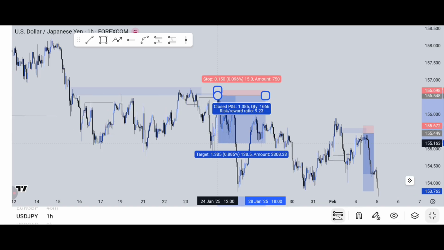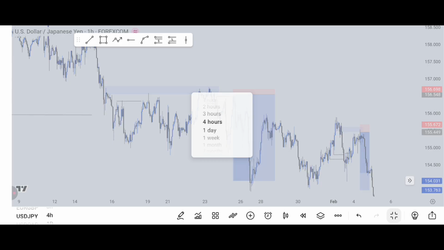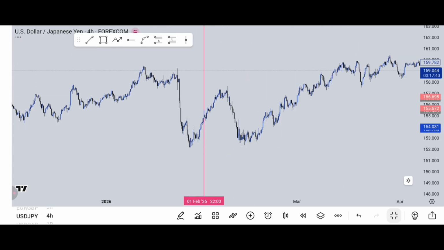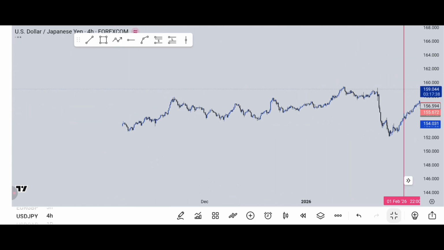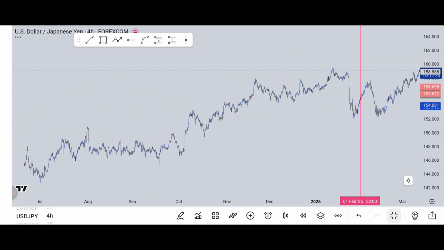Let's check for a buy scenario now. Let's look for a buy scenario. Let's go to our time frame, because it's not only sells that this thing happens. It happens both for buys and sells. Then go to our time frame.